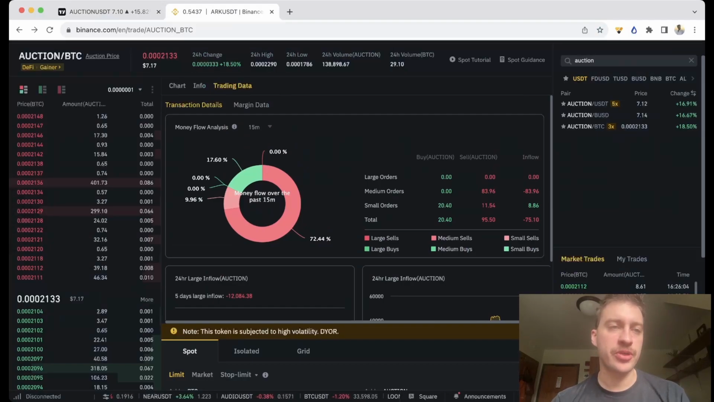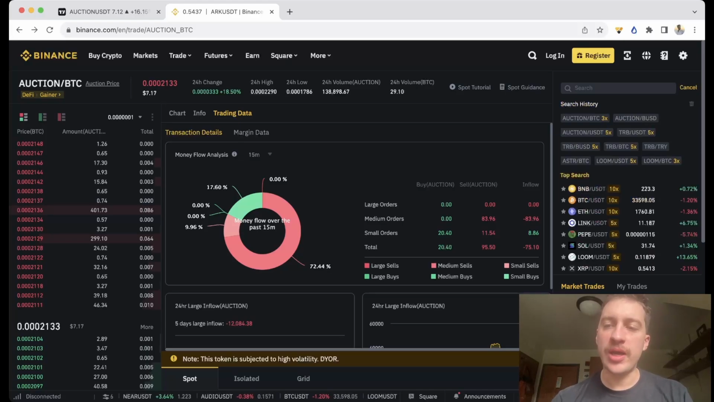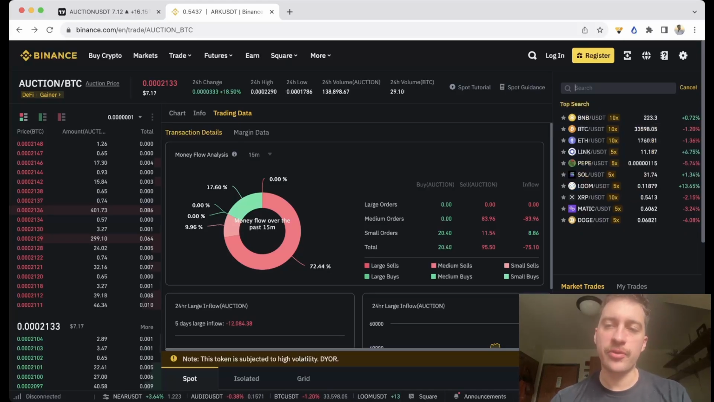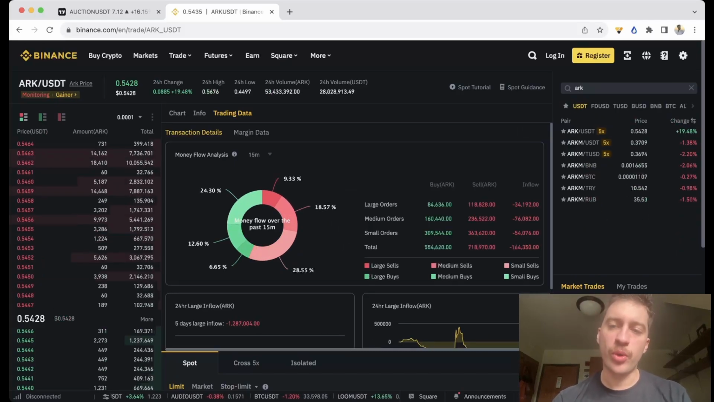But I also want to show the previous thing that I was looking at as well. So another coin, and the way I found this coin was I just looked at 24-hour gains. So I looked at this, and I wanted to go look at ARK. Now, ARK only has 1 pair.